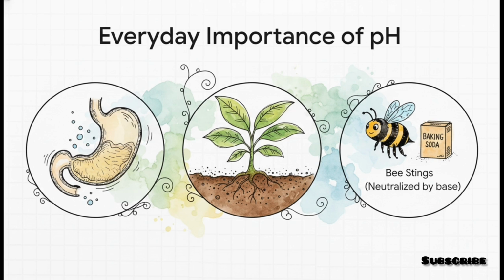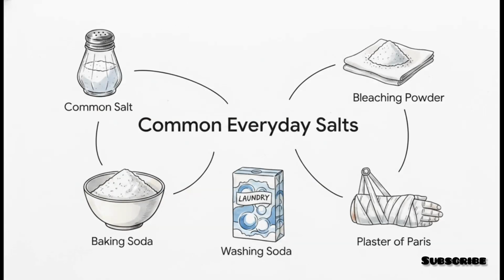And get this, if you ever get a bee sting, the venom is actually acidic, so applying a mild base, like baking soda, neutralizes it and totally takes the sting out. Pretty cool, right? Now going back to when we neutralize acids and bases, remember we said it creates salts.